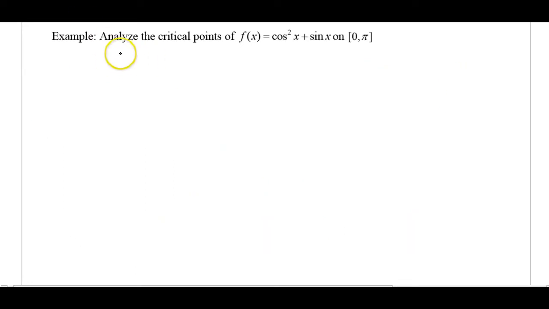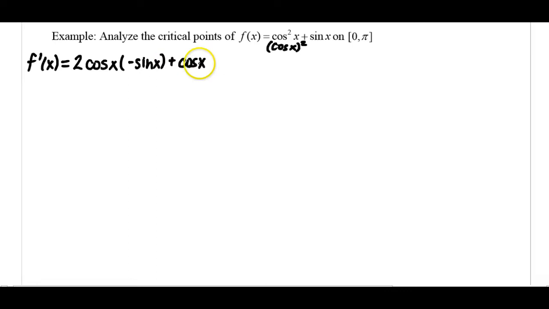And now for a trig example, so we want to analyze the critical points of cosine squared x plus sine x on the interval from 0 to pi. So we need to find those critical points, we need to find the derivative. So this is the chain rule because this is cosine x as a quantity squared. So it's 2 cosine x, bring the 2 to the front, leave the inside the same, multiply by the derivative of cosine, which is negative sine, and the derivative of sine is cosine.